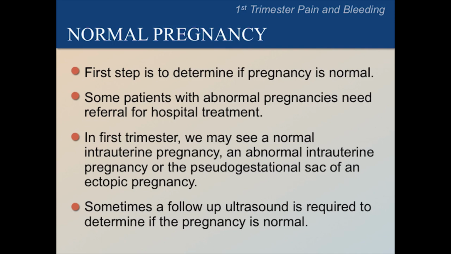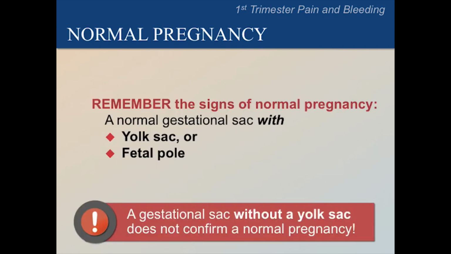In the first trimester, we may see 3 possibilities: an early normal intrauterine pregnancy, an abnormal intrauterine pregnancy, or the pseudogestational sac of an ectopic pregnancy. Sometimes a follow-up ultrasound is required to determine if the pregnancy is normal. Remember that there are findings we must see to confirm a normal pregnancy. First, we must see a normal gestational sac with a yolk sac or a fetal pole. It is very important to remember that a gestational sac without a yolk sac does not confirm a normal pregnancy.